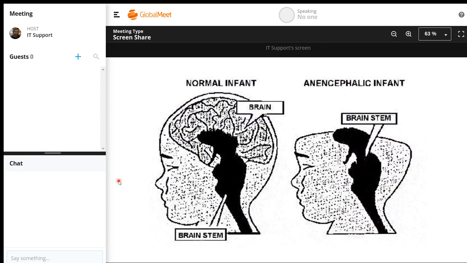So this is just a diagram of a normal baby and an anencephalic baby. We have our normal brain and our brainstem. This is a fetus or a baby with the head itself, but the cranial vault is gone and the brain is gone. We just have the brainstem left. So this portion of the brain never formed, leading to anencephaly.